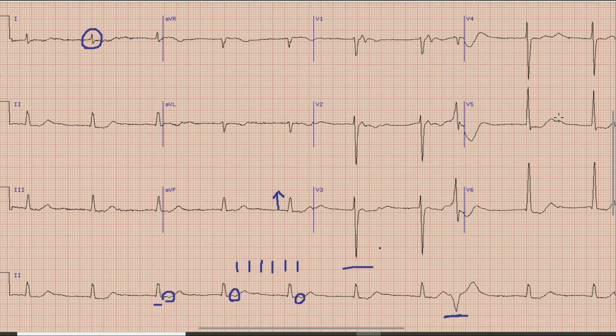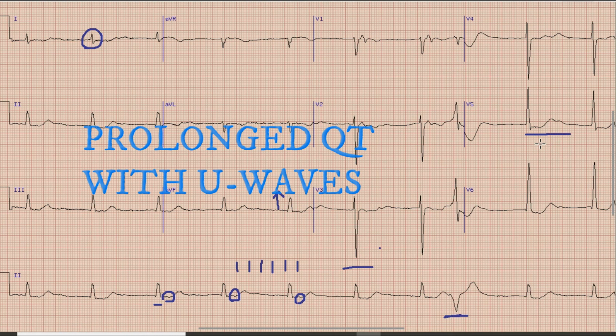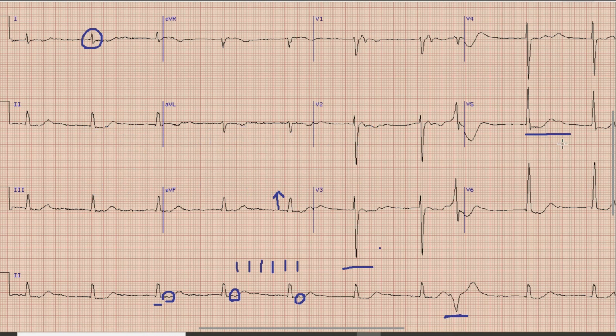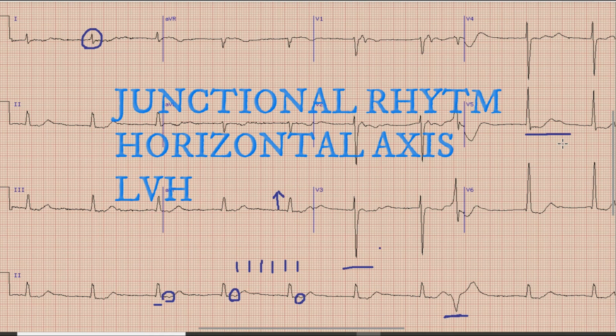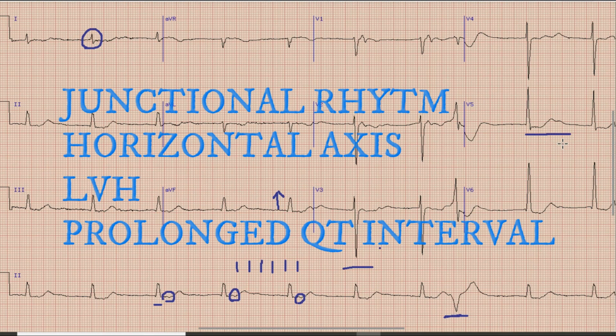If we focus on lead V5, we can see that the QT interval is quite prolonged. The QT interval is about 600 milliseconds along with the presence of U waves. So to sum up the findings, there is junctional rhythm at about 55 beats per minute. The axis is horizontal. There is left ventricular hypertrophy and there is a prolonged QT interval.